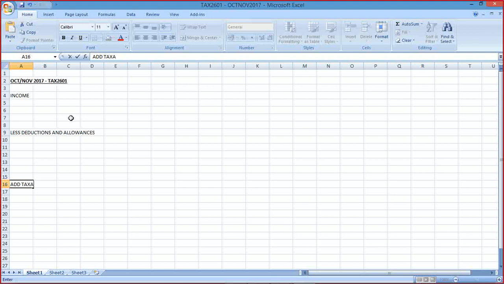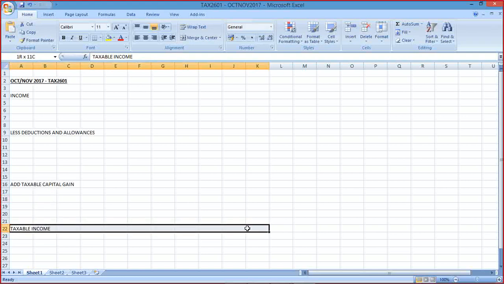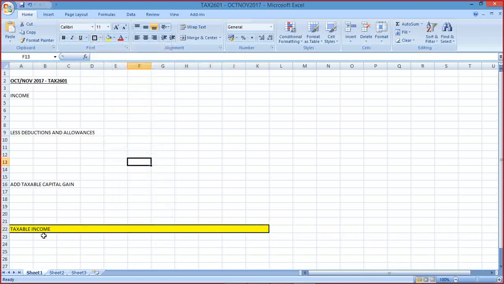And then ultimately you want the taxable income. So that's what you're trying to get. Once you've got that, then you'll apply the SBC tax tables.